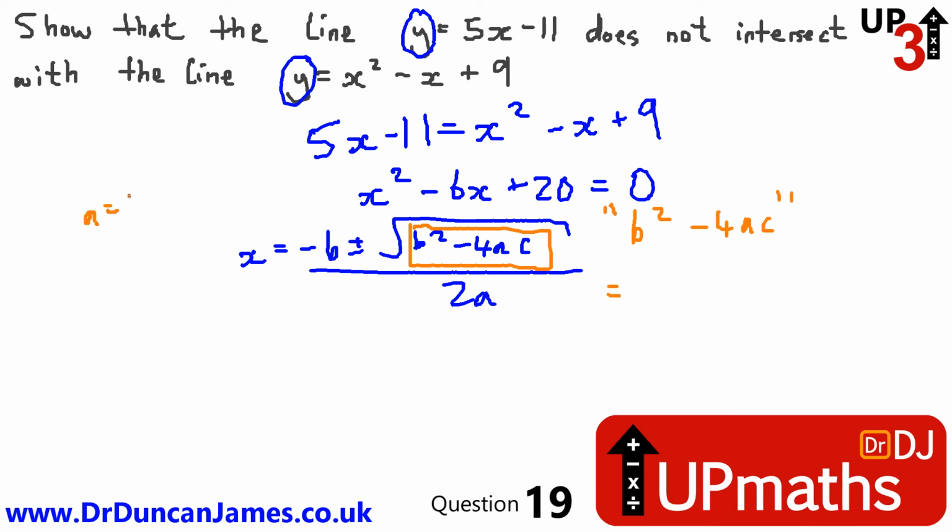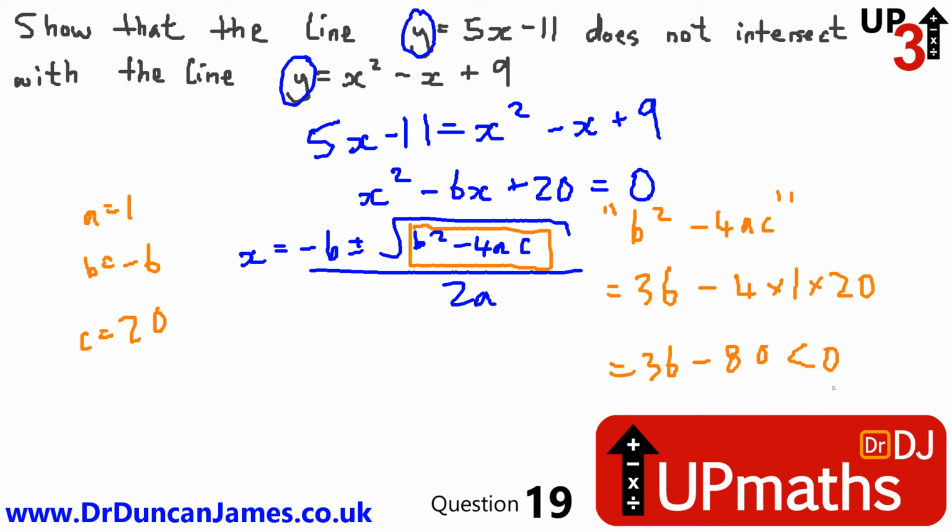A equals 1, B equals minus 6, C equals 20. So that would be 36 minus 4 times 1 times 20, which is 36 minus 80, which is less than 0. We've shown what we needed to. And that's where I would now write something like: the number inside the square root is negative, you cannot square root a negative, therefore there are no real solutions for x. Therefore the two lines do not intersect.